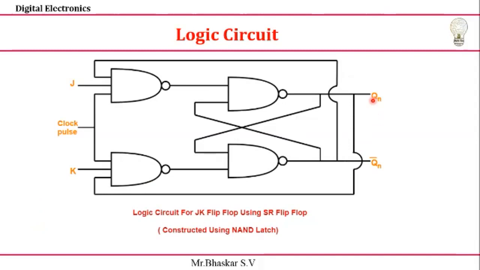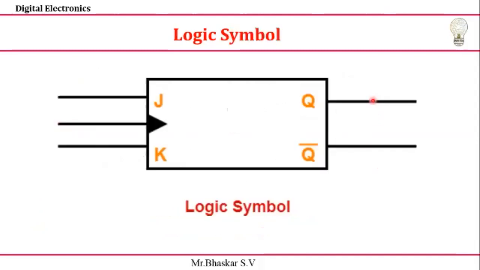In this video, I'm just explaining how to construct it and how many gates we have. That's all. Next, this is the logic symbol of our JK flip-flop. You can see that J and K are the inputs, and we take Q and Q bar as the outputs of the JK flip-flop. So Q and Q bar are outputs and J and K are inputs.